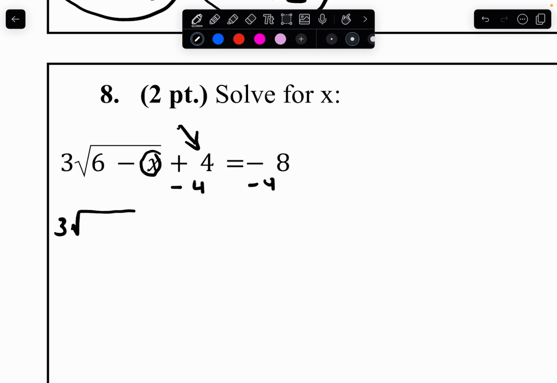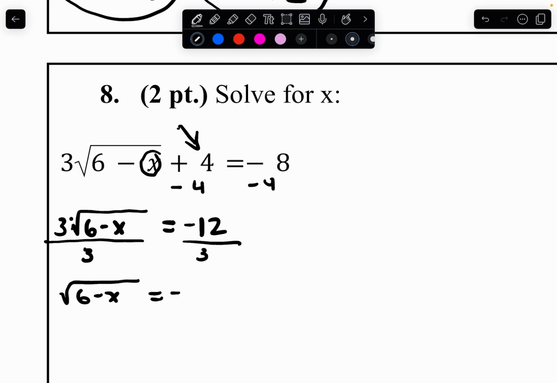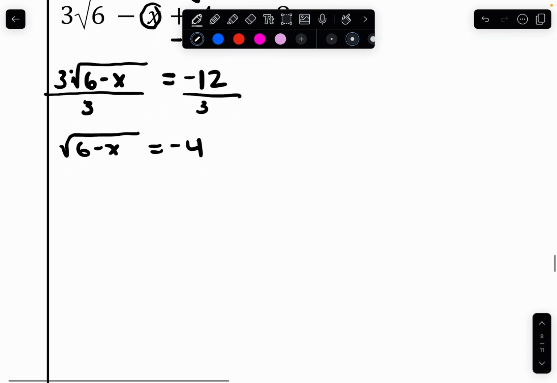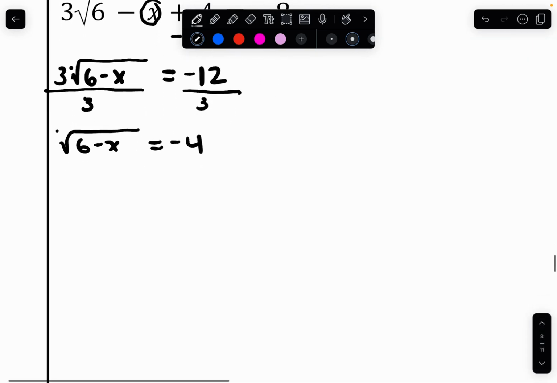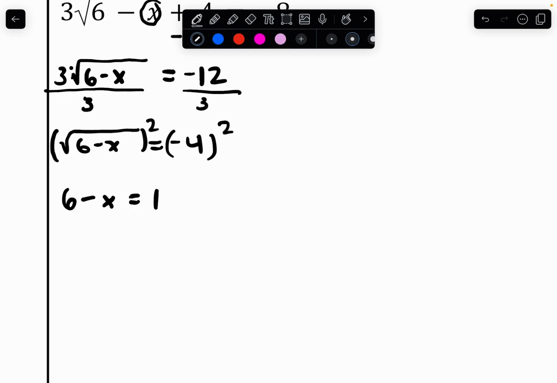So we end up with 3 times the square root of 6 minus x is equal to negative 12. Okay, what else do I notice? I notice that I'm multiplying this radical by 3. So the opposite of multiplying by 3 would be to divide by 3. So I end up with the square root of 6 minus x is equal to negative 4. Great. I now have to square both sides to get rid of the radical. So I have 6 minus x is equal to 16.